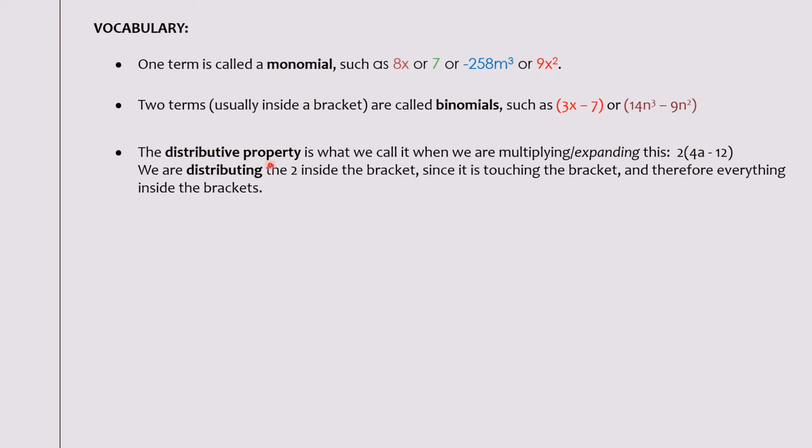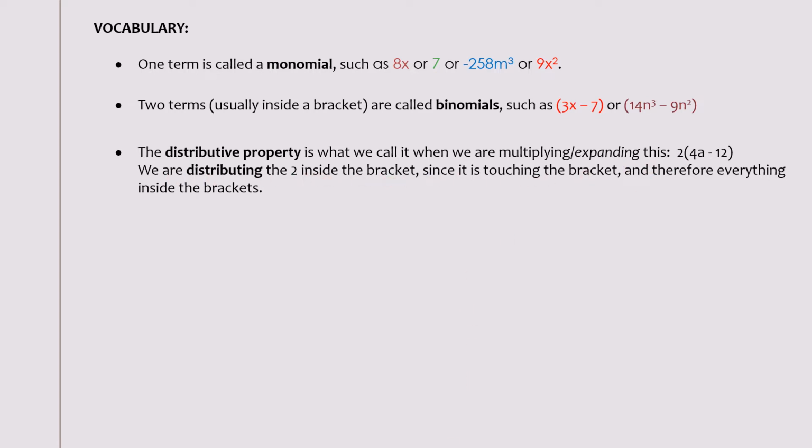The distributive property, you learned it last year. It's what we call it when we're multiplying or expanding like this. So let's just talk about this piece for a second here. 2 times 4a minus 12. We're going to distribute the 2 into the bracket, since it's touching the bracket.